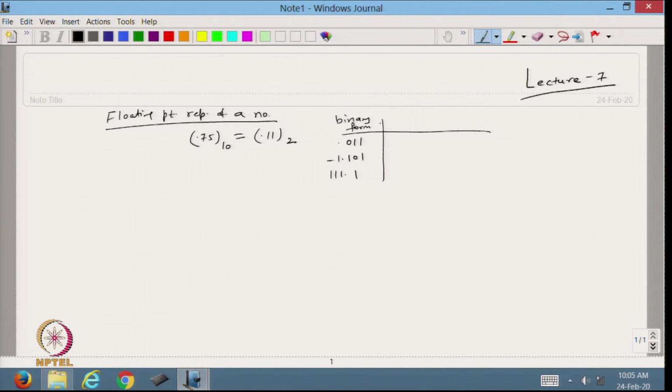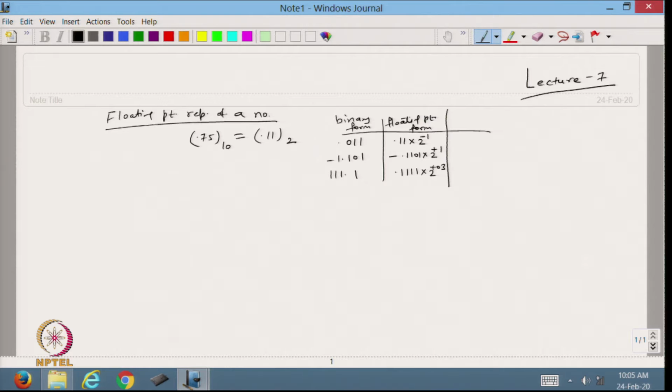These can be presented in floating point form. We can write the first number as 0.11 into 2 raised to power -1, because I have taken the 0 here. The second number can be written as 0.1101 into 2 raised to power plus 1, and the third as 0.1111 into 2 raised to power plus 3.